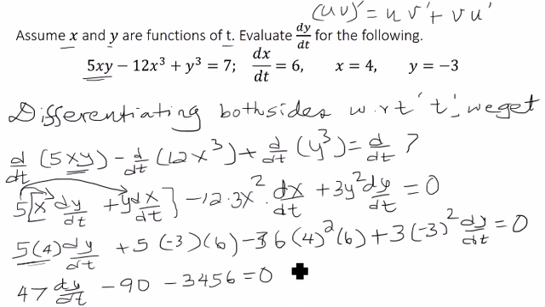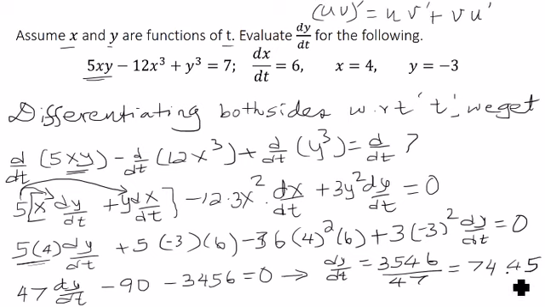So we have this equal to dy/dt is going to be 90 plus 3456, which is 3546. Make sure you check this with the calculator, and then we're going to divide it by the coefficient of dy/dt, which is 47. So we're going to do that, and after using the calculator, we get 74.45 after rounding it to 2 decimal places.